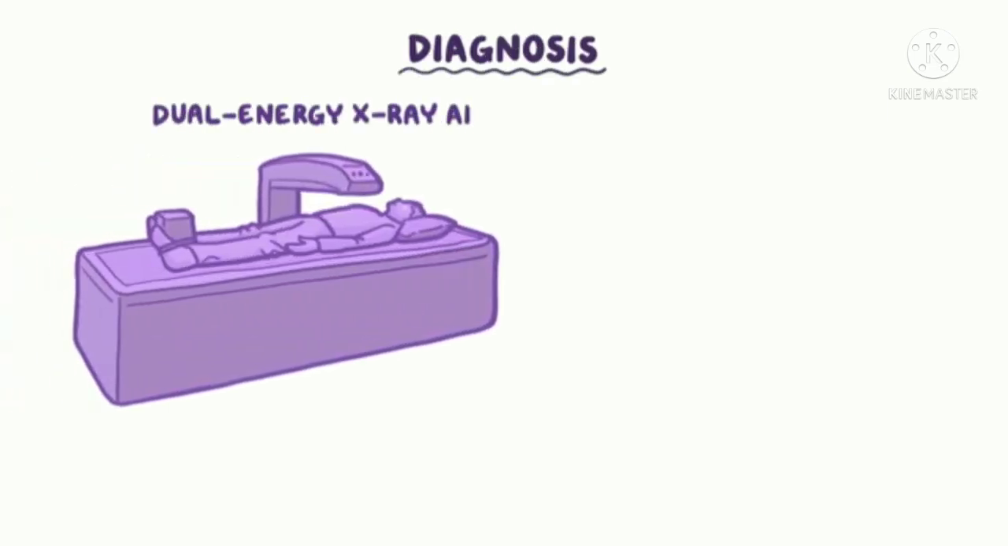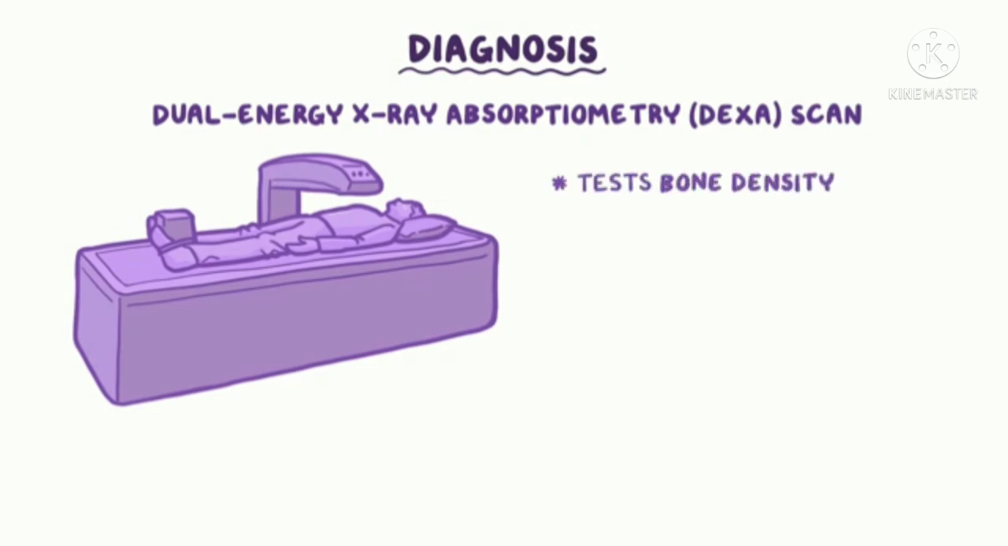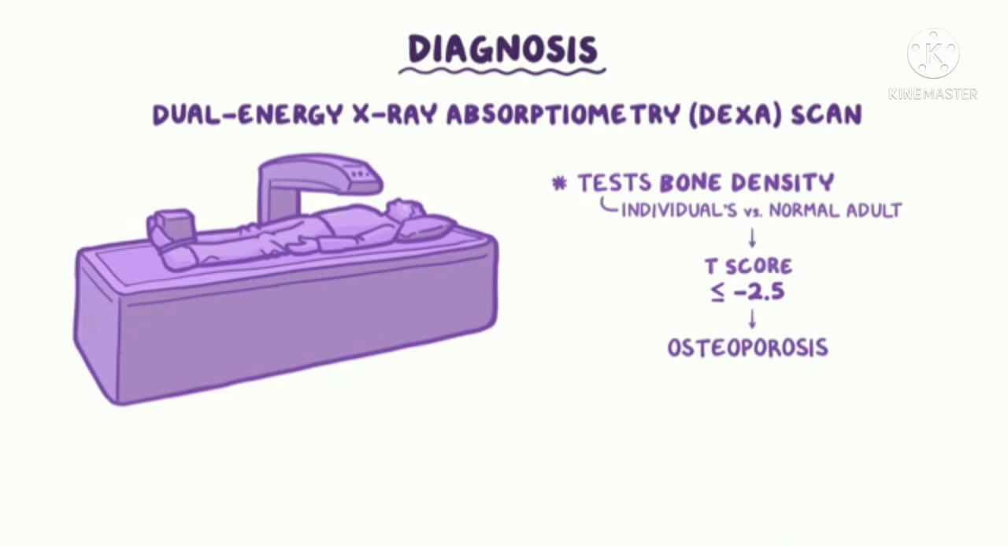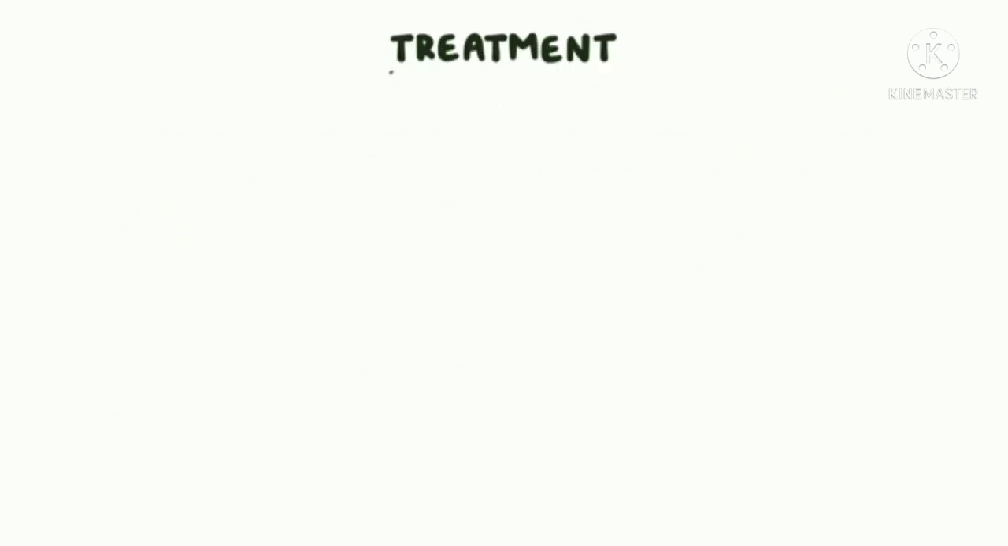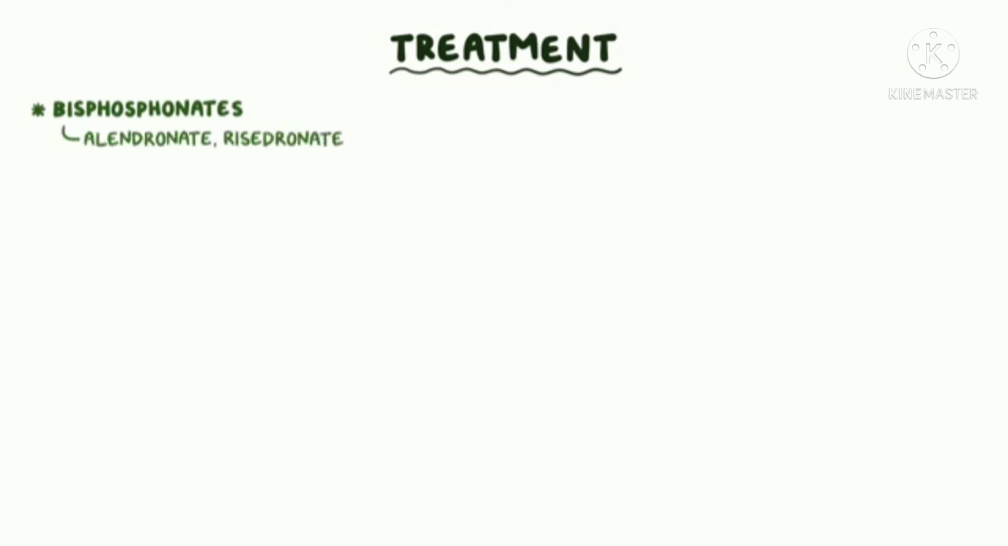Osteoporosis is usually diagnosed with a dual-energy X-ray absorptiometry, or DEXA scan, which tests for bone density. The test compares an individual's bone density to that of a normal adult, which yields the result, or the T-score. A T-score less than or equal to -2.5 is diagnostic of osteoporosis. Treatment for osteoporosis usually relies on bisphosphonate drugs, like alendronate and risendronate.